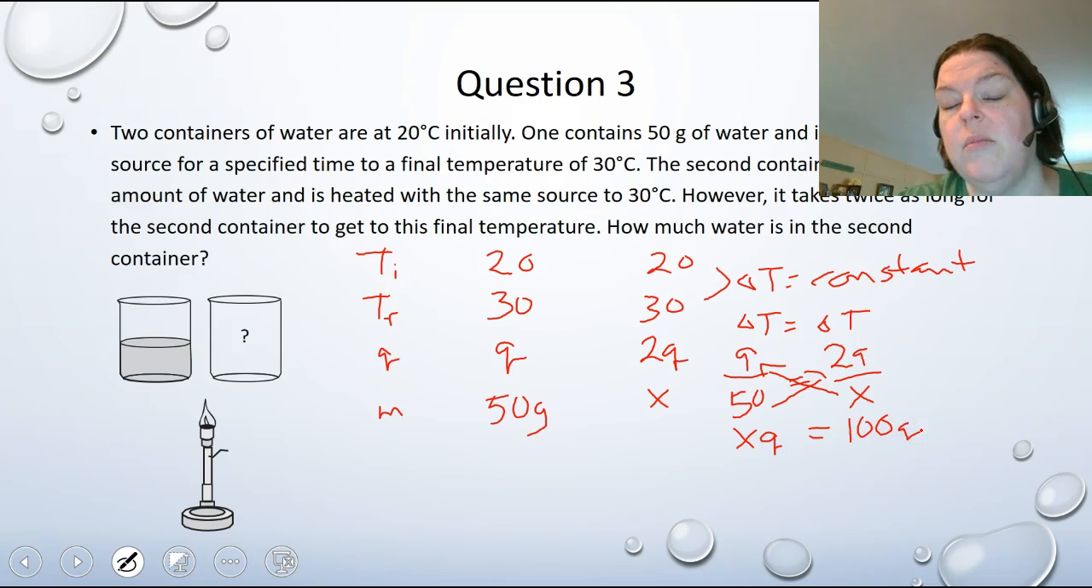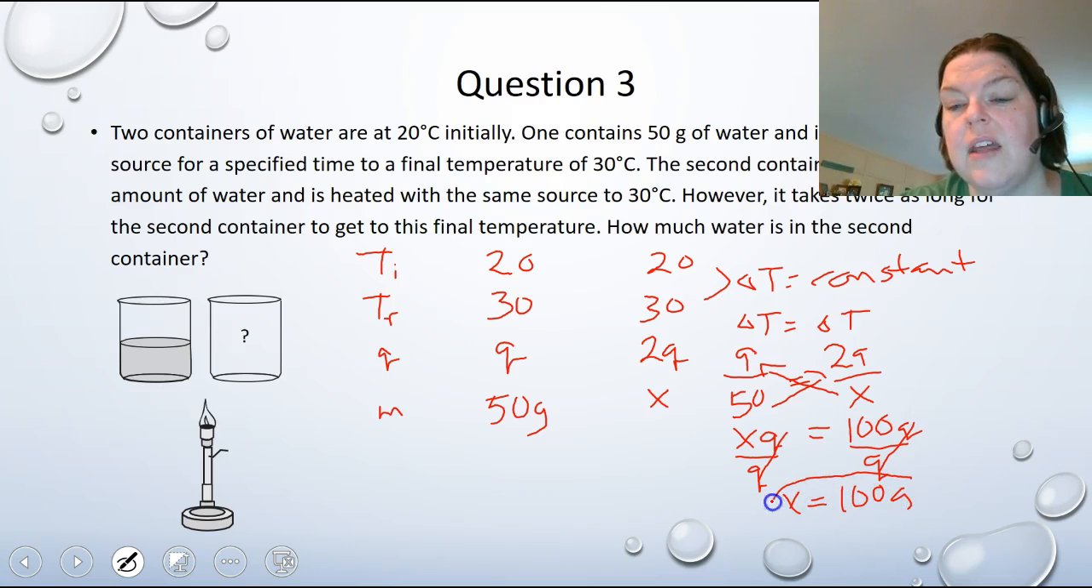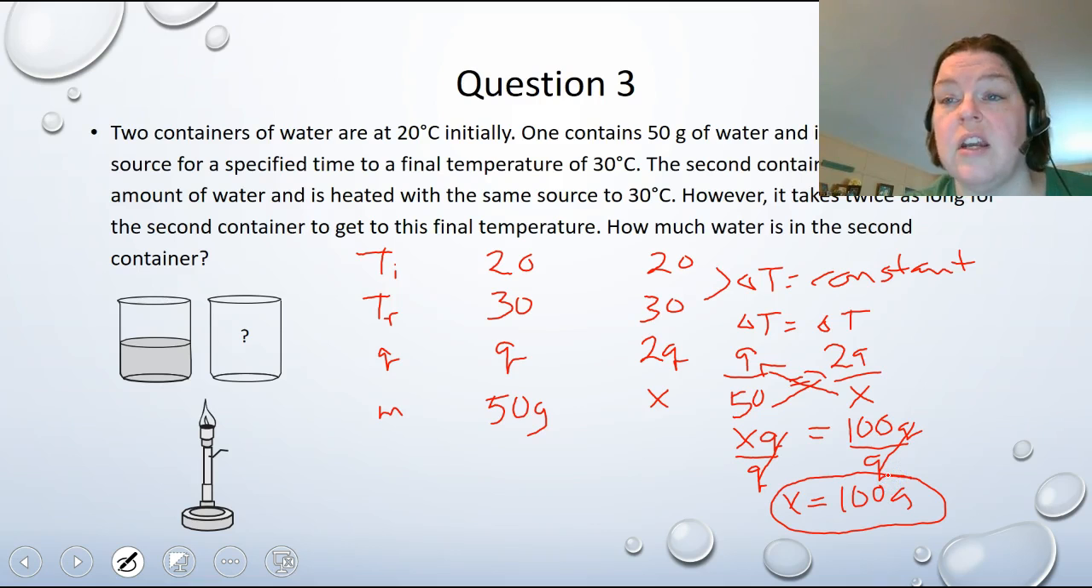You're saying, Ms. Raines, we've got 2 letters. It's okay, watch what happens. See, Q is going to come out because I'm going to divide both sides by Q. Q is now gone, and I get X is equal to 100 grams. So that means that's the mass of the container. So the other container contains 100 milliliters of water. And that completely makes sense to us if we think about it in terms of what's going on with the heat. If I get the same temperature change and I heat it for twice as long, it should have had twice as much mass.